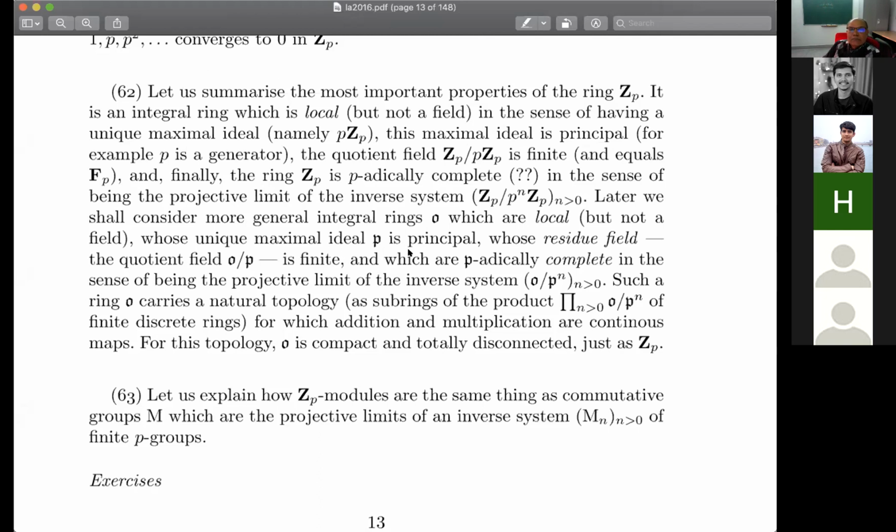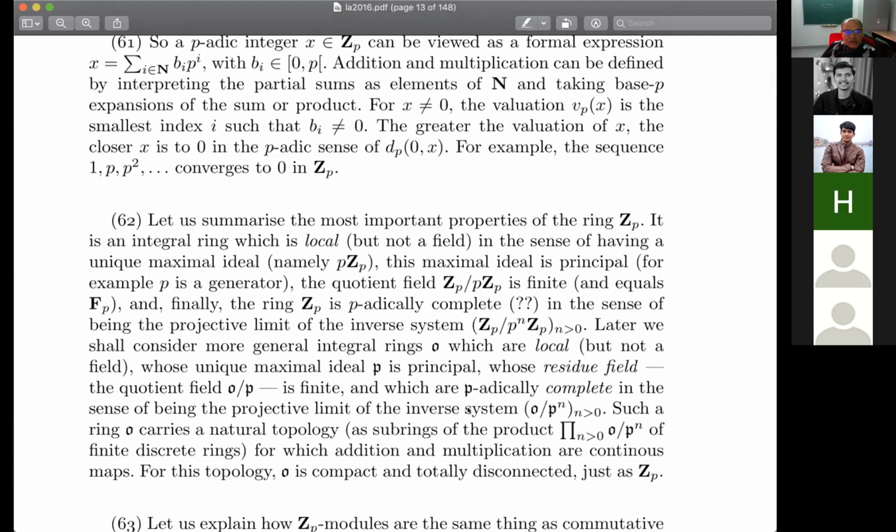Zp is p-adically complete because when I take the powers of p and look at the ideals generated by these powers, and look at the inverse system given by Zp modulo p, Zp modulo p squared, Zp modulo p cubed, and so on, and look at the inverse limit, I get back Zp. So Zp is p-adically complete in this sense. Later we will look at other rings which are p-adically complete. I've run out of time, so I'll stop for today.